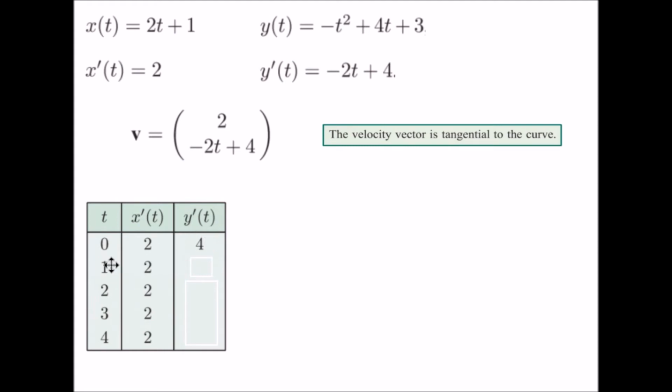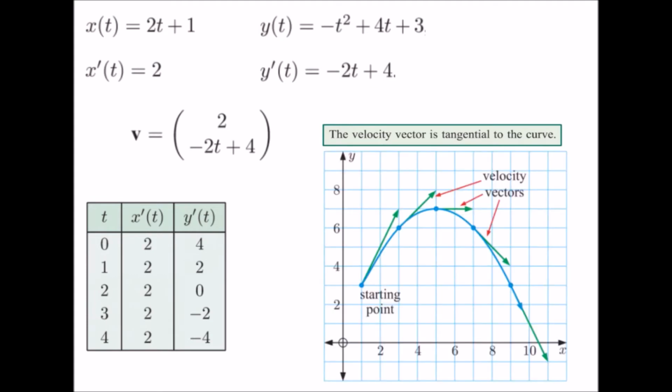If t equals 1, however, I've got 4 take 2, which is 2. If I let t equal 2, I'll get 4 take 4, which is 0. So these values will change. And therefore, each time I work out the speed, I'm going to square this value, square that, add them together. I'm going to get different results because this value will change depending on what t is equal to, and therefore my speed is not going to be constant.